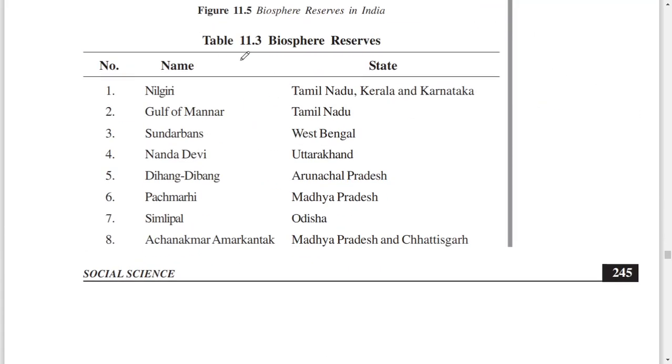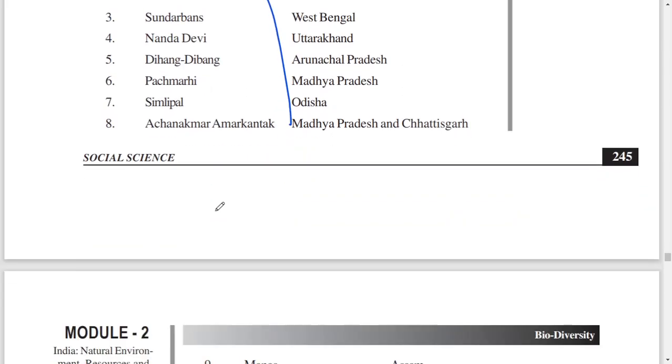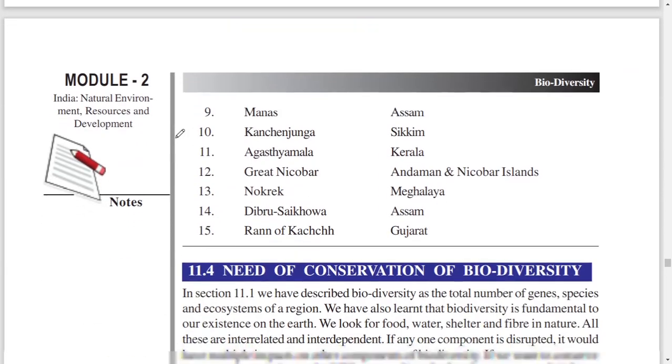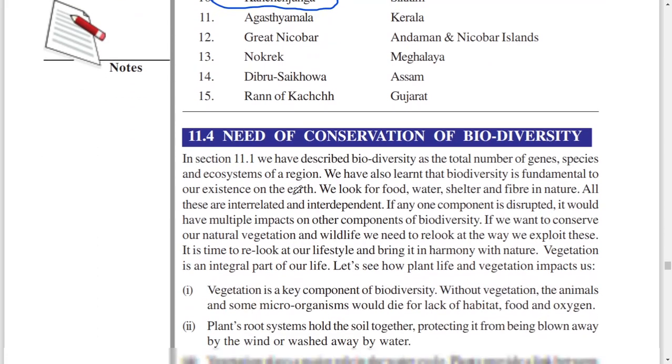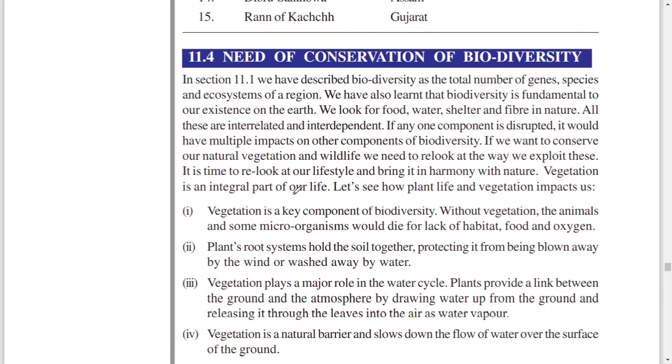These are some biosphere reserves. Nilgiri, Tamil Nadu. Gulf of Mannar, Tamil Nadu. Sundarbans, West Bengal. Nanda Devi, Uttarakhand. Dihang Dibang, Arunachal Pradesh. Pachmarhi, Madhya Pradesh. Simlipal, Odisha. Achanakmar-Amarkantak, Madhya Pradesh and Chhattisgarh. Manas, Assam. Kanchenjunga, Sikkim. Kanchenjunga is a mixed UNESCO World Heritage Site. Agasthyamalai, Kerala. Great Nicobar, Andaman and Nicobar. Nokrek, Meghalaya. Dibru-Saikhowa, Assam. Rann of Kutch, Gujarat.